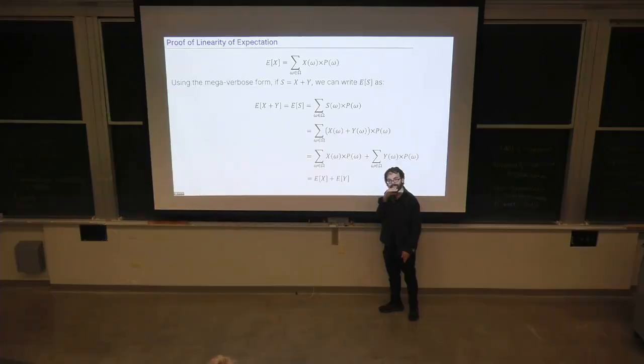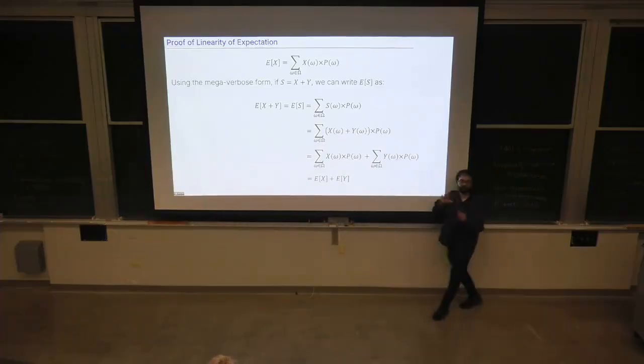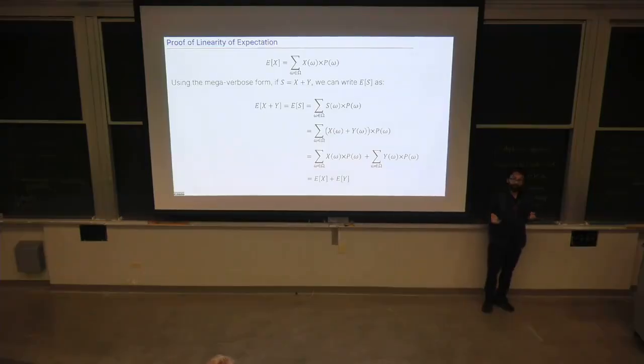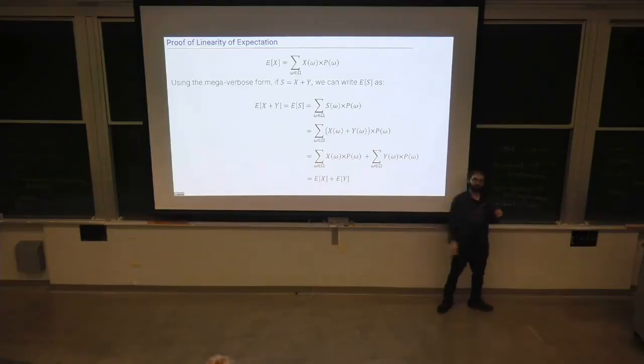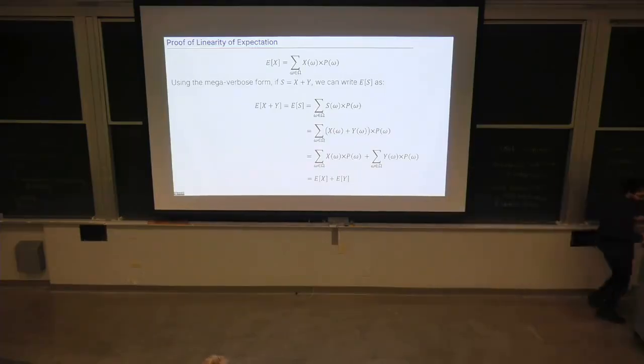If it doesn't make sense, I would encourage you to just take some small toy example of a random variable, like, say, rolling 2 3-sided dice. And if you write out the expectation in the mega-verbose form, you'll just be like, okay, that all makes sense. All right, I don't want to belabor this because it's one of those things that's almost so simple it's confusing.